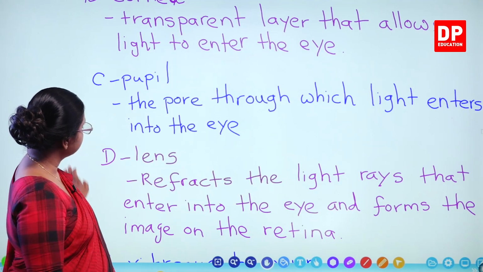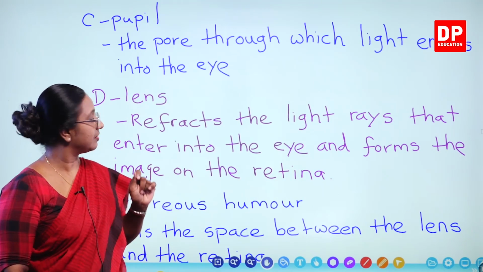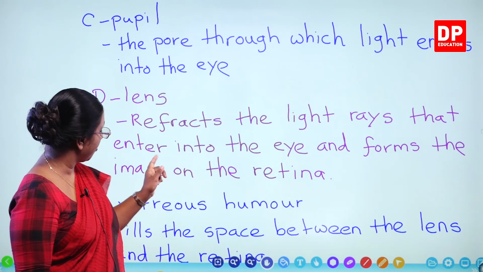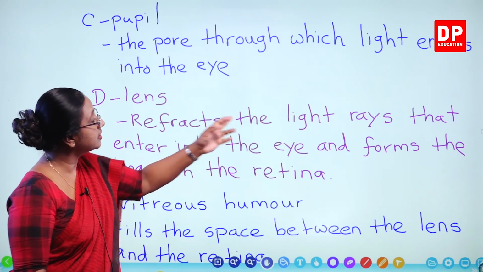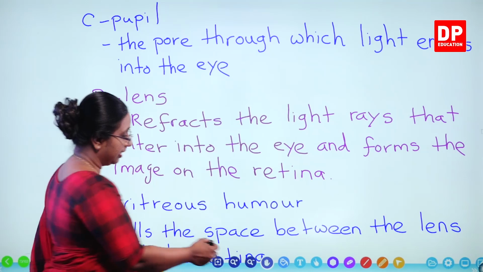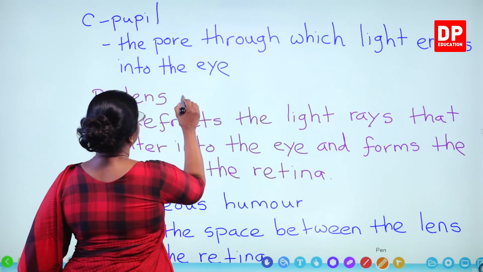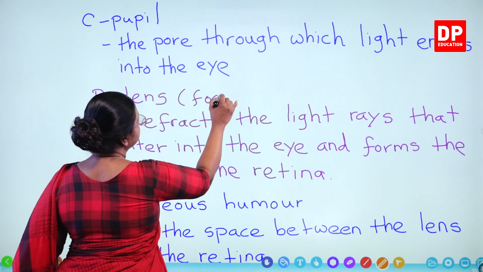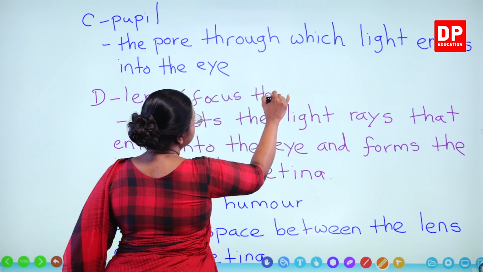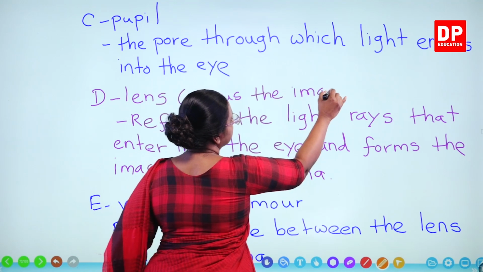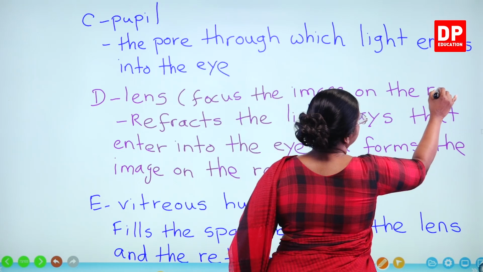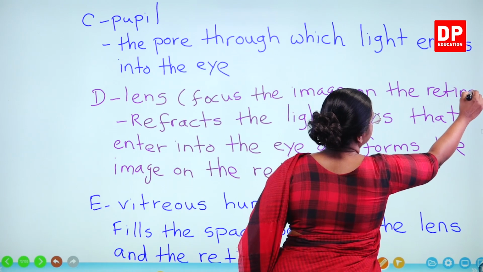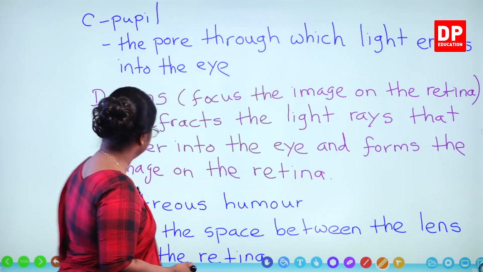Then D is the lens, refracts the light rays that enter into the eye and forms the image on the retina. Or you can even say focus the image onto the retina. That also can be written. You can say focus the image on the retina. That is also correct. Both give the same meaning.